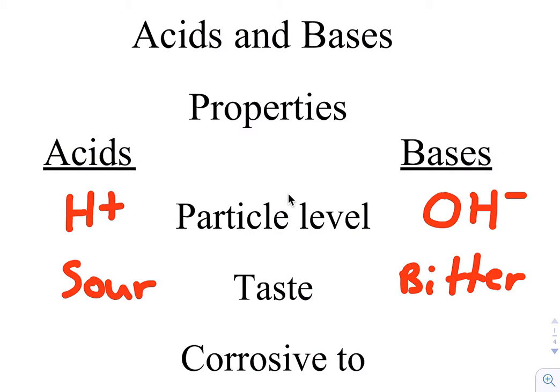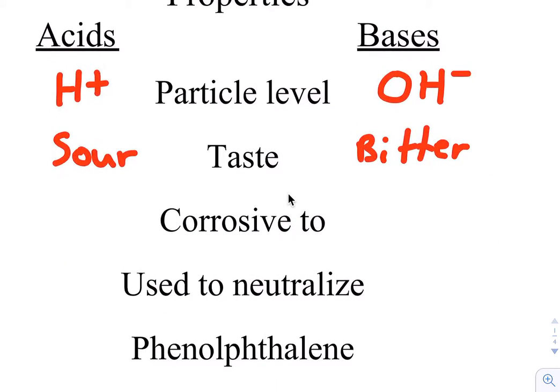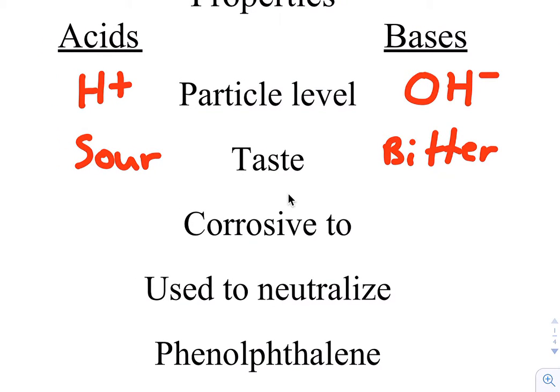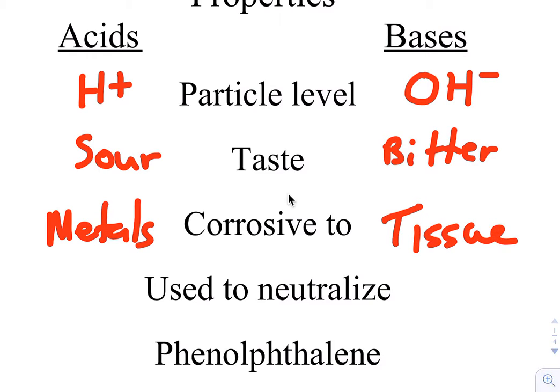You can think of a lemon, which has citric acid and ascorbic acid, which is vitamin C, as having that sour taste. And bitter would be something like baking chocolate or soap is bitter. So those tend to be bases. Acids and bases are both very corrosive if they're concentrated enough. So acids tend to be corrosive to metals, and bases tend to be more corrosive to tissue. So like living tissue, skin, and hair, and that kind of thing.